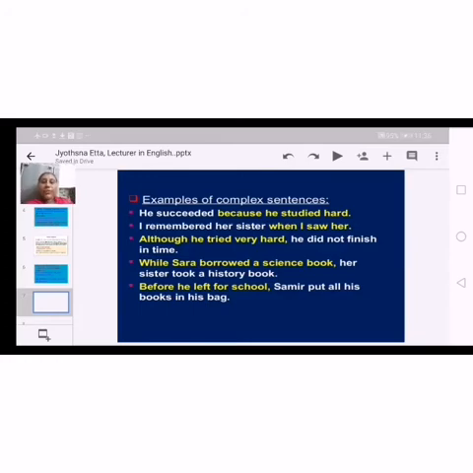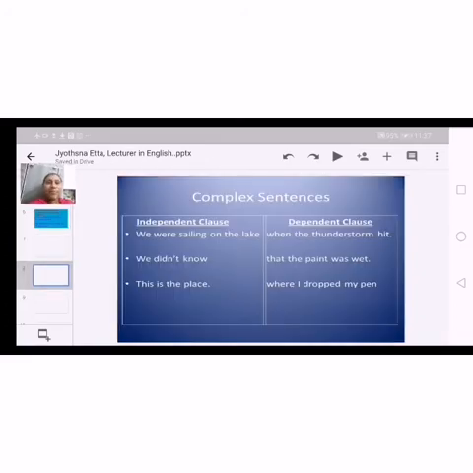Okay, so if you observe these examples, you can get an idea. One is a sentence and one is a reason. A situation and a reason, or a situation and a result, can be in complex sentences. And here we divided the sentence into two parts, for example, independent part and dependent part. Observe here. Of course, it's all a sentence.